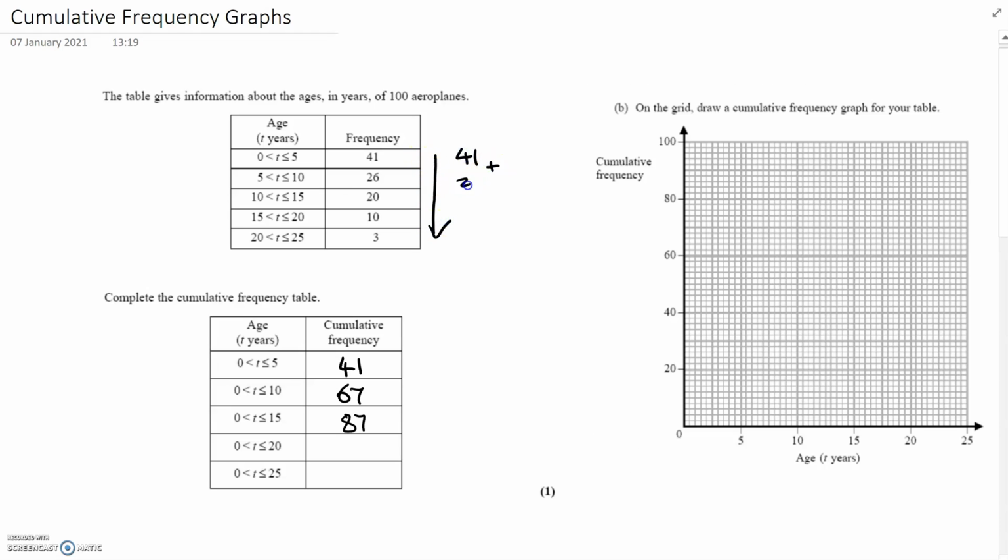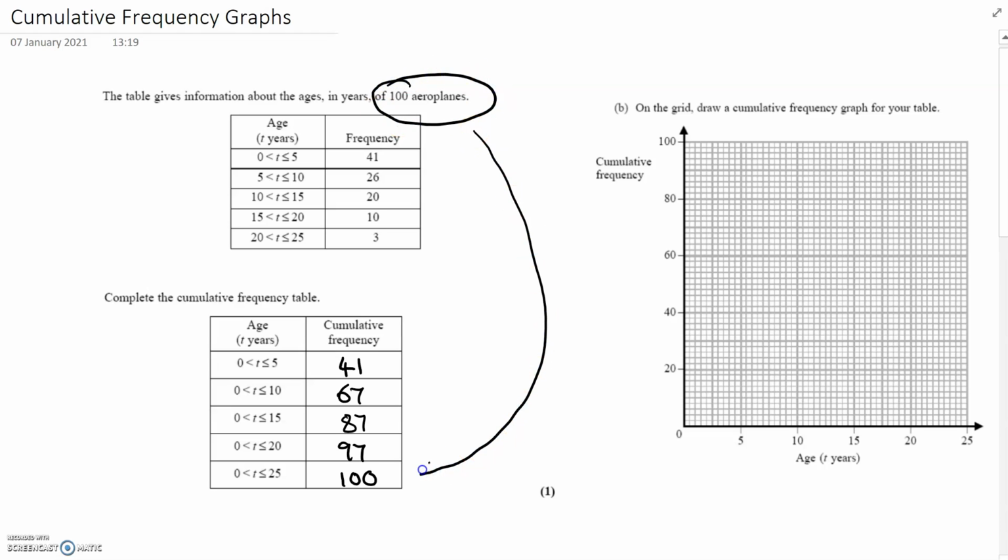So we're going to add on 26. Then we're going to add on 20. And every time we get a new value, we enter it in the table below. That's how it works. So the next one, 0 to 20, we're going to add this 10 on in our table, gives us 97. And then we're going to add the 3 on in our table, that gives us 100. And the good thing about this is that we're told the complete number of things in the question. There are 100 aeroplanes, so my final frequency should always equal that total at the start of the question.